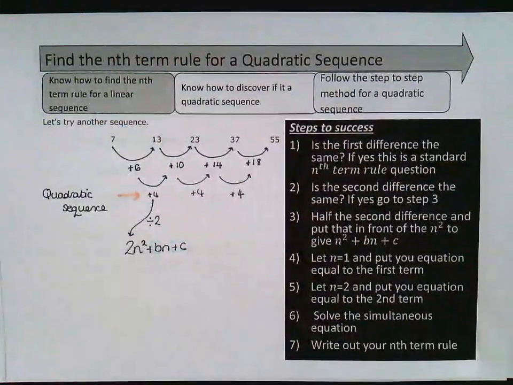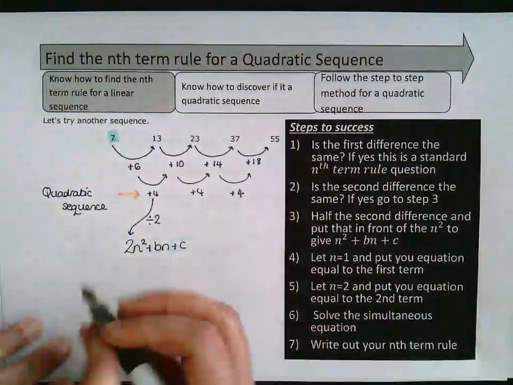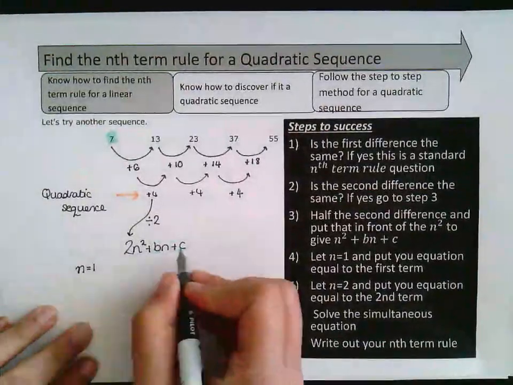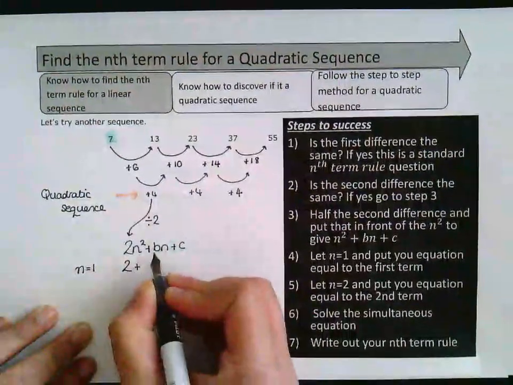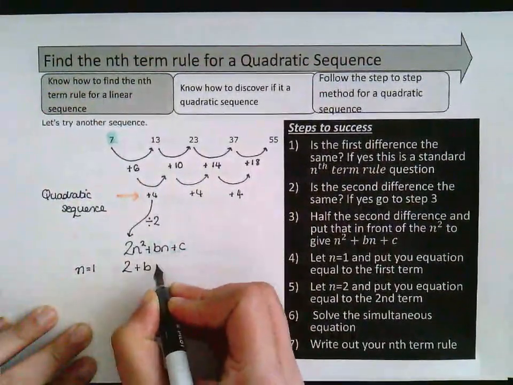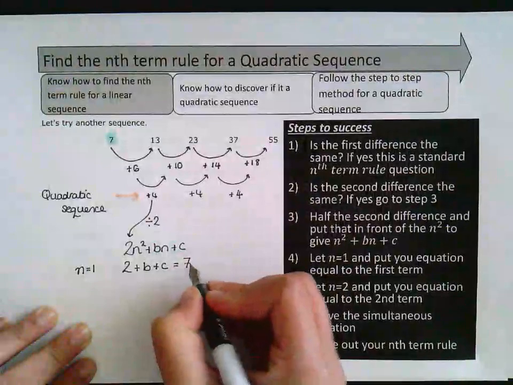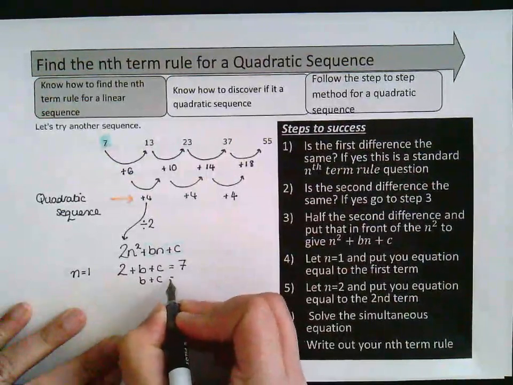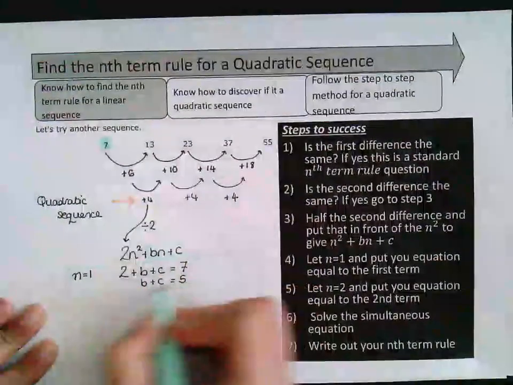And the way we're going to do this, we're going to use the first 2 terms to help us. So I'm going to start with this term. In that term, I know that n was the number 1 because it's the first term. So I'm going to put that into my sequence. 1 squared is 1 times 2 is 2. n is 1, so the n's are just becoming 1s. And I know the first term of my sequence is a 7. So what I'm going to do here is take that 2 to the other side. So this here is to do with the first term.